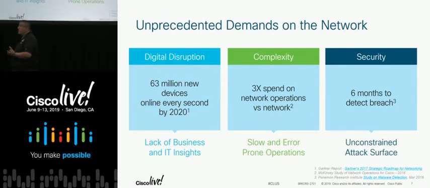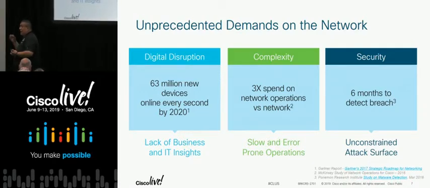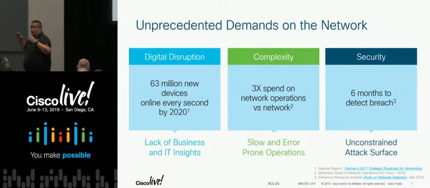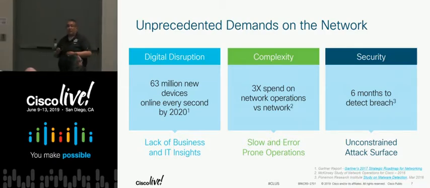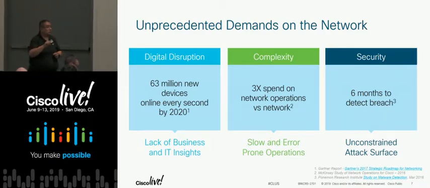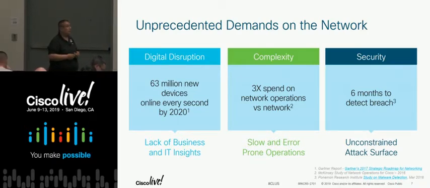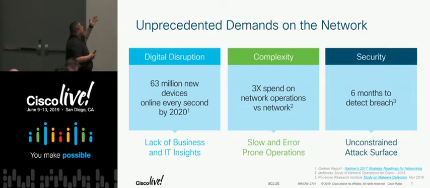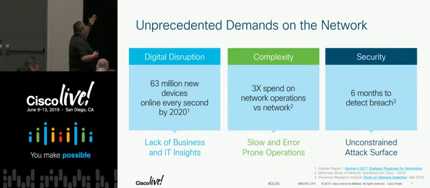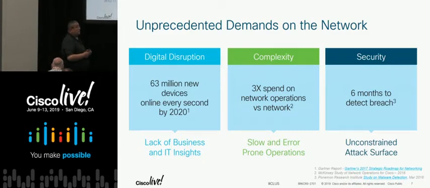Now, the reason that the network intuitive has been brought forward, or this whole concept of tying automation to assurance, is really based on some big drivers at enterprise networking. Right? So 63 million new devices by 2020.